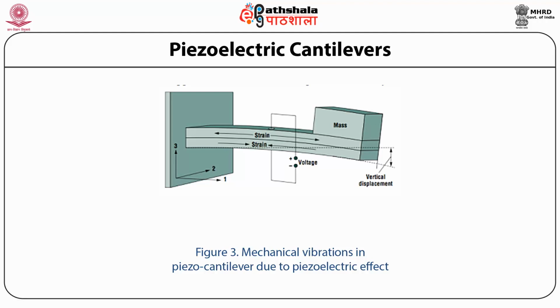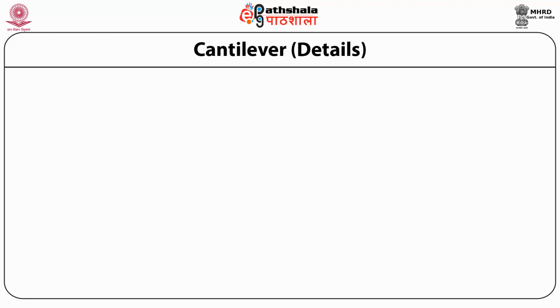So you can see the demonstration of strain in the cantilever, where the mass is there at one end and the mass is given a vertical displacement. Then, due to this, there is production of a voltage. Now let us discuss the cantilever in detail.